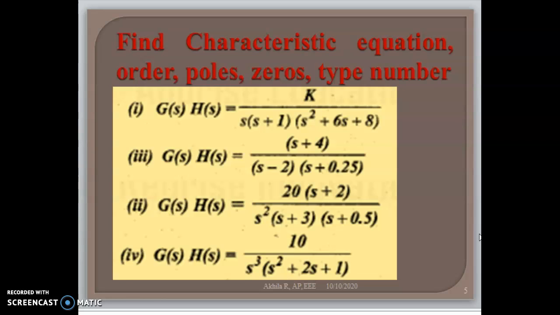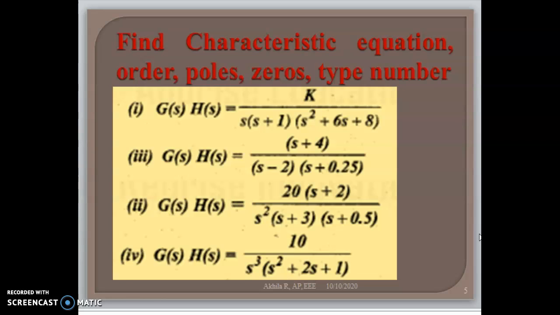The poles are as follows: you have a pole at s equal to 0, and a pole at s equal to minus 1. Once you solve the quadratic equation, you know that you have 2 poles, one at minus 4 and the other at minus 2. So the system has 4 poles, and the order of the system is 4, but the number of poles at the origin is just 1. So this is a type 1 system.